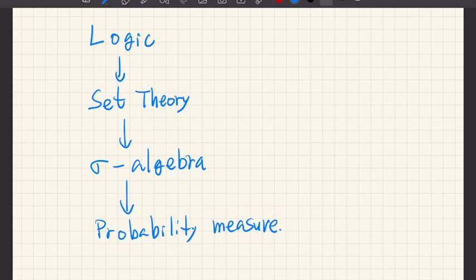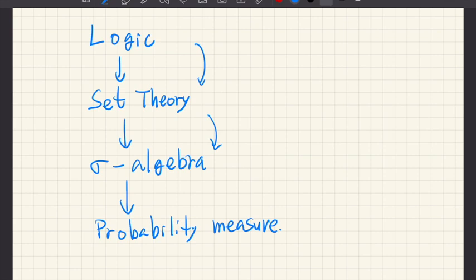Okay, but why do we need all this? Because we needed logic to define the language of set. We describe definitions of sets using the language of logic. Then, of course, sigma algebra is a kind of algebra of sets. So, of course, we need set theory for this. But why did we need sigma algebra for probability measure?